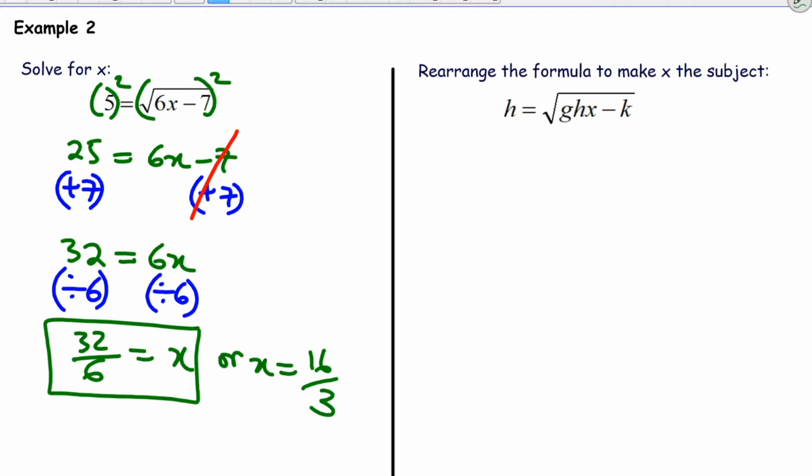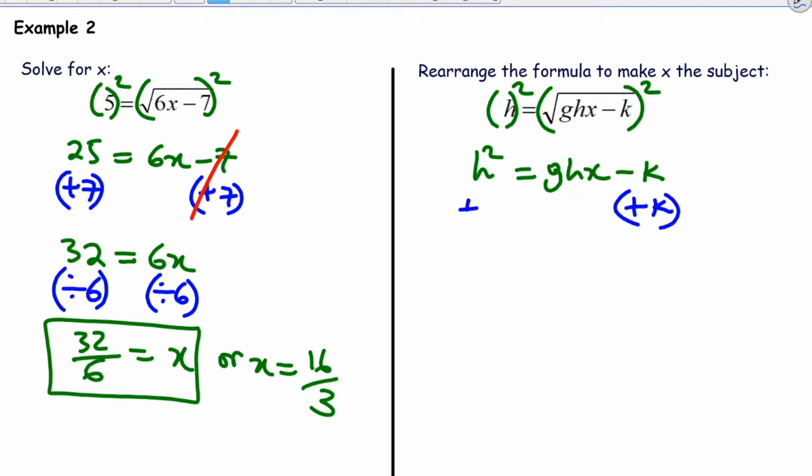Okay, we can apply the same process to the right. So the first step will be getting rid of the square root by squaring each side. What we shall end up with is h squared is equal to gh x minus k. The next step will be getting rid of the k. So we add k on each side to remove k from the right hand side. Negative k plus k is 0. So we are left with h squared plus k is equal to gh x.